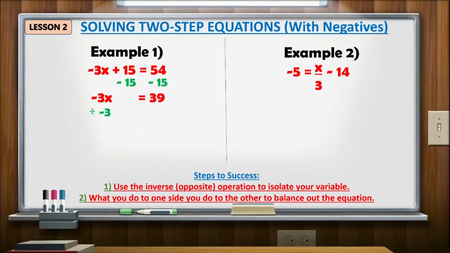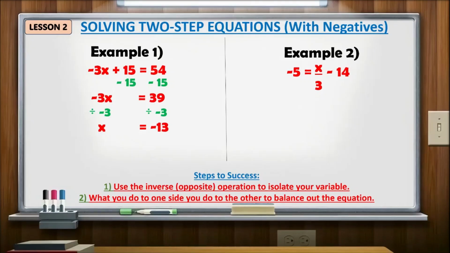So once again, to balance out the equation, whatever you do to one side, you have to do to the other. So I will also divide 39 by negative 3. So minus 3x divided by 3 is x, and 39 divided by minus 3 is minus 13. So from my working, x is equal to minus 13.